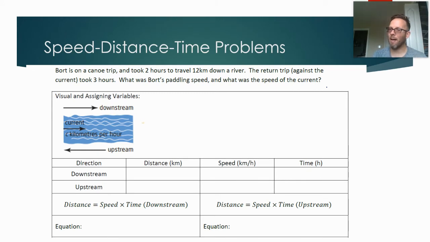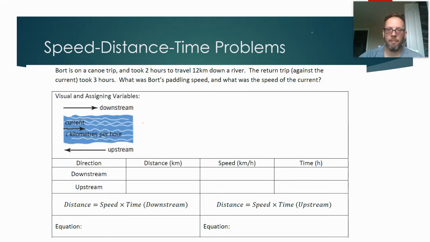But when he has to come back, he's against the current. So he has to work a lot harder against the current to come back, and it's going to take him longer to get back. Most of us probably have some kind of experience with that. Not necessarily paddling, but knowing that if you're working against the river, it's going to be harder. It's going to take you longer to get back. So what we want to find is how fast can Bort paddle, and what's the speed of the current? So two things we're trying to find.